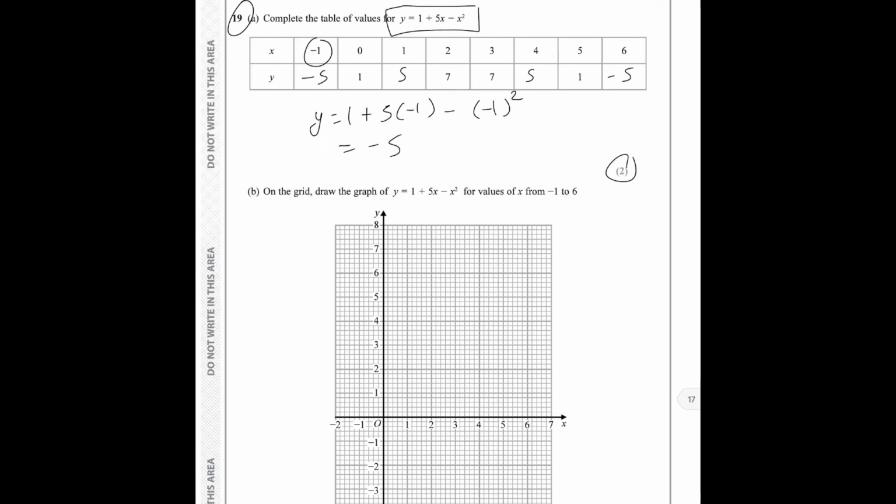So if you have minus 1, minus 5, that's going to be plotted here. There's 0 and there's 1, should be plotted there. If it's 1, 5, it should be plotted there. If it's 2 to 7, it should be plotted somewhere here. If it's 3 to 7, it should be plotted somewhere there. If it's 4, x-axis to 5, it should be plotted somewhere here. If it's 5 to minus 1 to 1, I think it should be plotted there. And if it's 6 to minus 5, it should be plotted there.